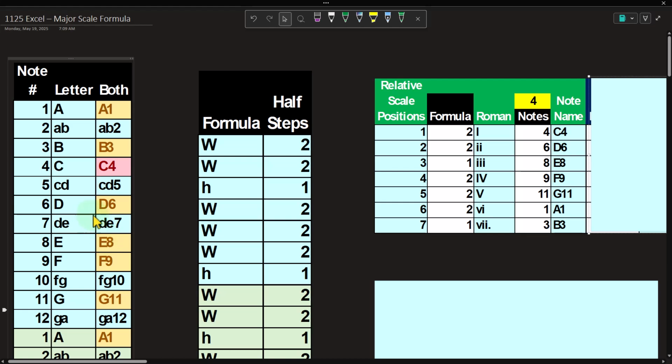So if I count that out, I get to these note numbers. 4 is a C, and then 4 plus this 2 is 6, and then 6 plus this 2 is 8, and then 8 plus this one half step is 9, 9 plus this 2 is 11, 11 plus this 2 is 13, right? Wait a second, it's 13. But there's only 12 notes in the musical alphabet. So whenever I get to something above 12, I would subtract 12, right?